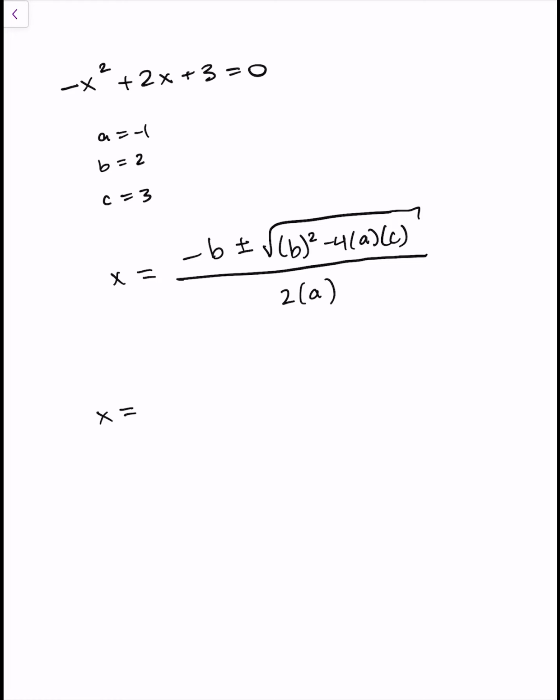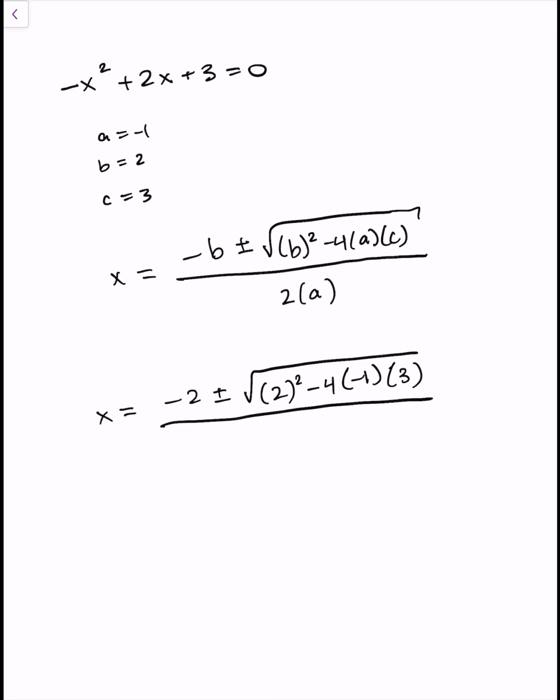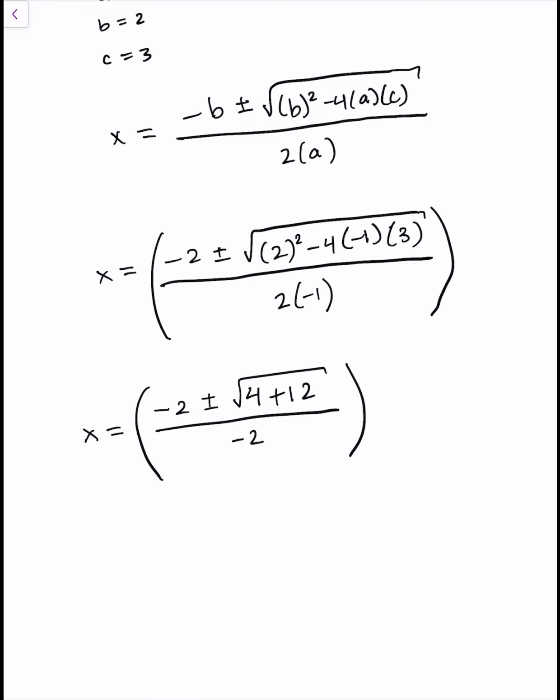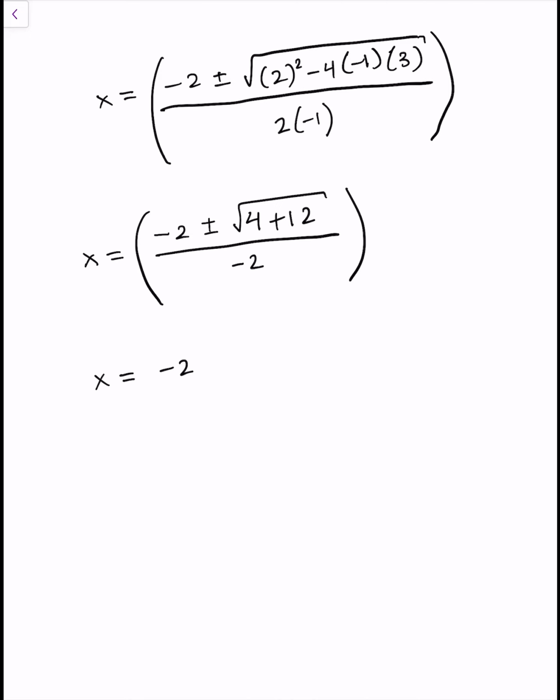So we're going to plug it in. x equals negative 2 plus or minus the square root of 2 squared minus 4 times negative 1 times 3, divided by 2 times negative 1. So I'm going to simplify this. x equals negative 2 plus or minus the square root of 4, and then this is plus 12, and that's divided by negative 2. Simplify it further. x equals negative 2 plus or minus the square root of 16 divided by negative 2.